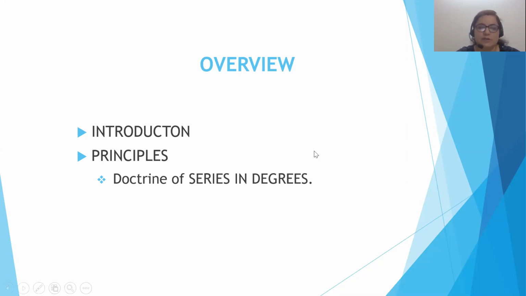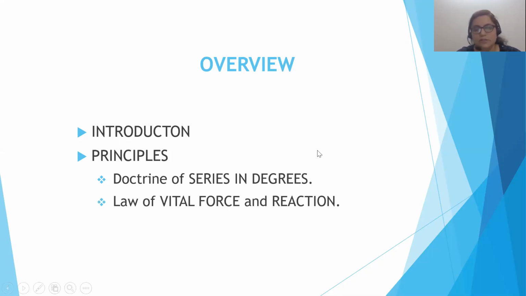Okay, so next, after the doctrine on series of degrees, came the law of vital force and reaction. This also Dr. Hahnemann has mentioned beautifully in his Organon of Medicine. Dr. Kent also took it from there only, and with this principle he came ahead further with the idea of what is next. Like, let's say the patient is ameliorated, now what to do? Similarly, as we were going in series and degrees, it is not necessary that you need to go to the higher potency at the same time.